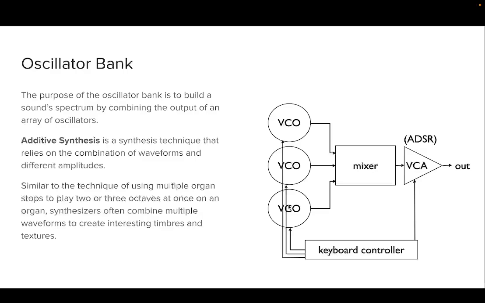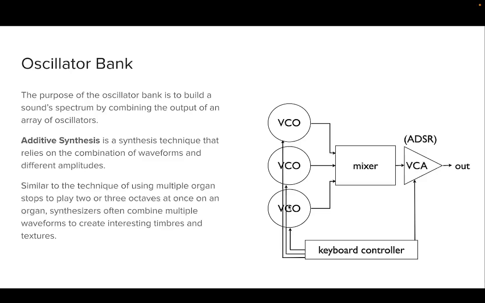The purpose of an oscillator bank is to build a sound spectrum by combining the output of an array of oscillators. The technique associated with this is called additive synthesis. Additive synthesis is a synthesis technique that relies on the combination of waveforms at different amplitudes. Similar to the technique of using multiple organ stops to play 2 or 3 octaves at once on an organ, synthesizers often combine multiple waveforms and at different octaves to create interesting timbres and textures.